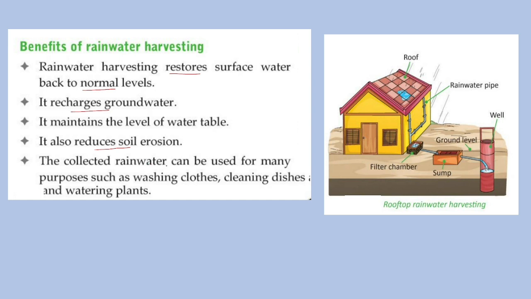The collected rainwater can later be used for domestic purposes like washing clothes, cleaning dishes, and watering plants. Also in the toilet and washrooms. So this picture talks about rooftop rainwater harvesting. What is rooftop rainwater harvesting? All the water which falls onto the roof of the house is collected with the help of a pipe. It goes into a tank where the water is stored.